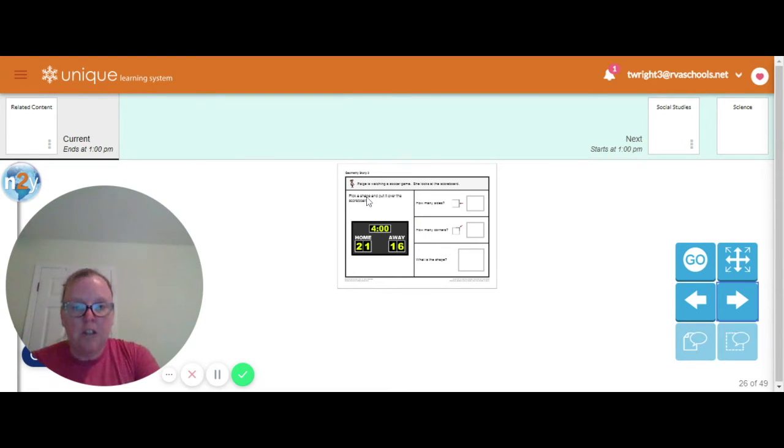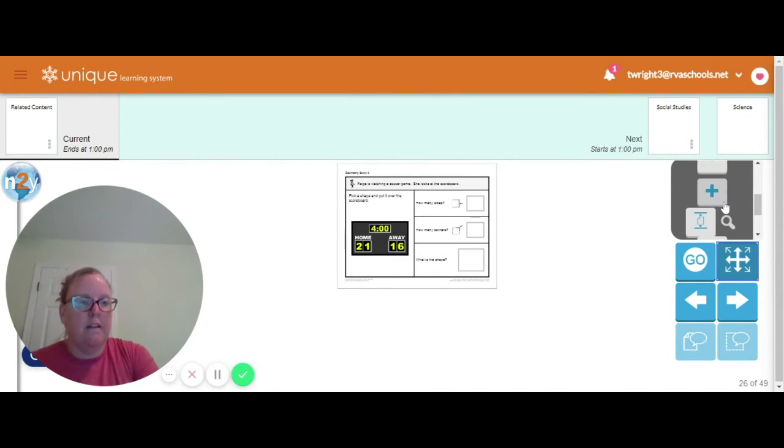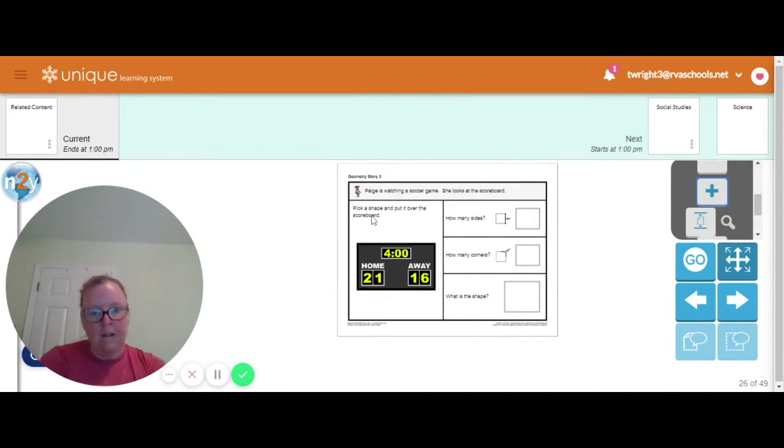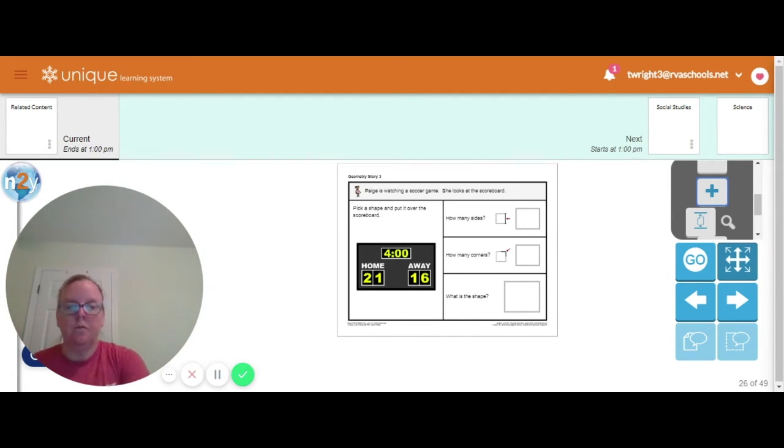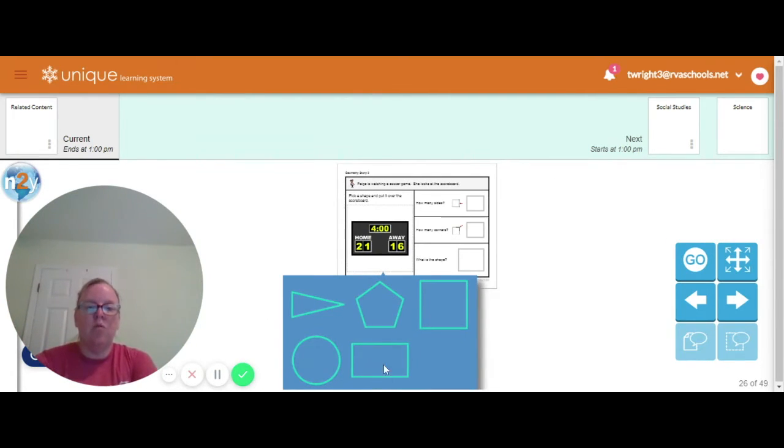Okay. Paige is watching a soccer game. She looks at the scoreboard. This is a scoreboard right here. I'm going to make this a little bigger so we can see it. We're going to pick a shape and put it over the scoreboard that looks like this shape. Who can tell me what that is? It's a rectangle. Let's find the rectangle. Point to it. There's the rectangle. Nice job.